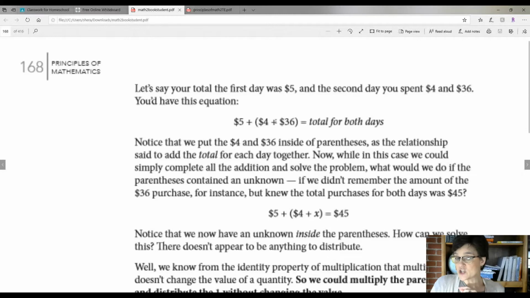Okay, because the reason you put this into parentheses is because you spent this on the same day and you have to add those together, right? I mean, obviously you'd say 40, but you know, we're just thinking step by step here.